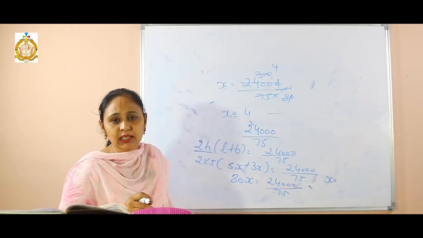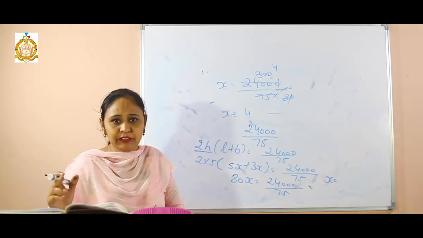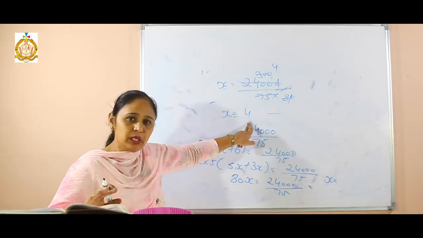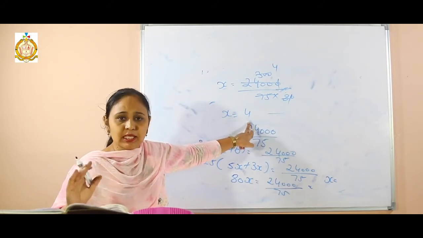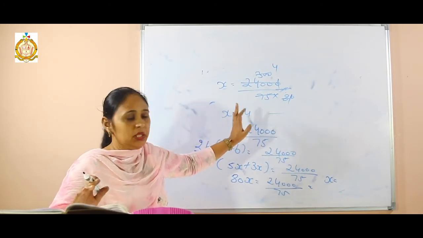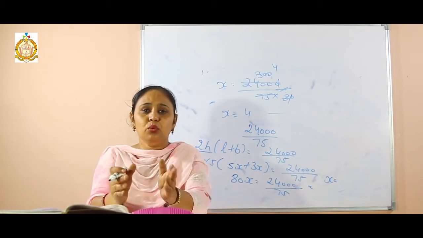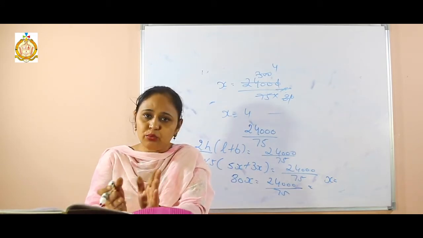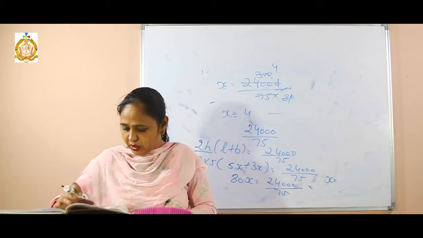Now I want to find the length and breadth. Length ratio is given as 5x. That means 5 multiply 4 becomes 20. Then breadth is 3x. 3 multiply 4 becomes 12. In this way, just see which value is given. According to that, we have to apply the formula. Clear?